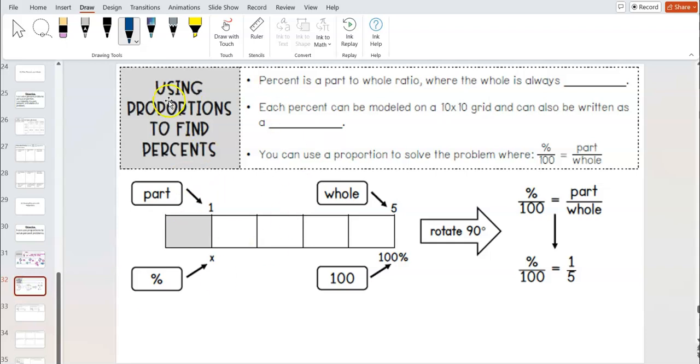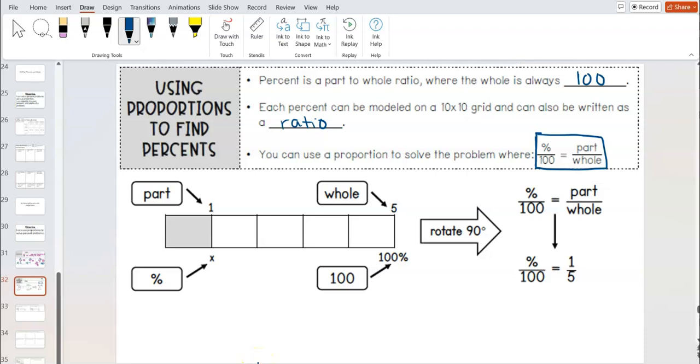All right, so now we're going to use proportions to find percents. A percent is a part to whole ratio, as we've talked about before, where the whole is always 100. Each percent can be modeled on a 10 by 10 grid, which can also be written as a ratio. And you can use a proportion to solve problems where you have your part over whole equals percent over 100. This is the same ratio that we used in our last lesson. It's just flip-flopped, with part and whole on the right instead of on the left.